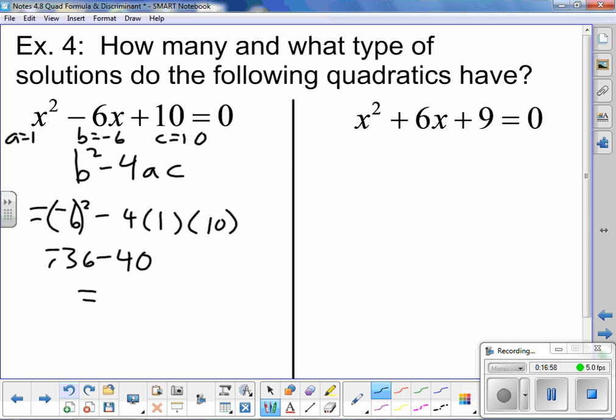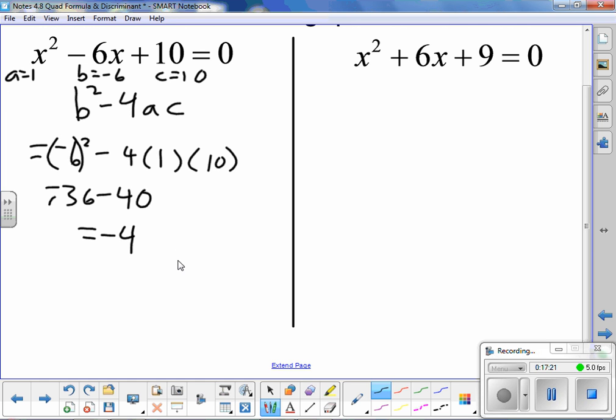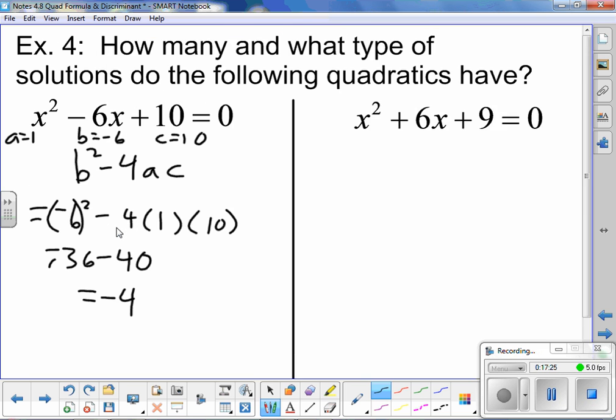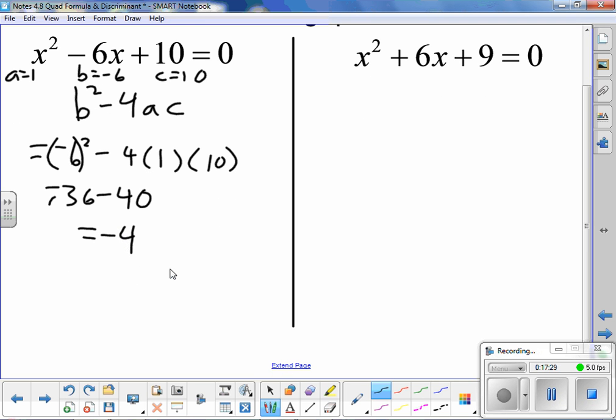equals -4. So I don't know what the actual answer is. -4 is not your answer. If you plug in a -4 here for your x's, you're not going to get a 0. So what I do know, though, is that when I do the quadratic formula, I'm taking the square root of this, which means I'll have a square root of a negative number, which means I'll have two complex answers because it's negative. So if you have a negative discriminant, that means you'll have two complex solutions.